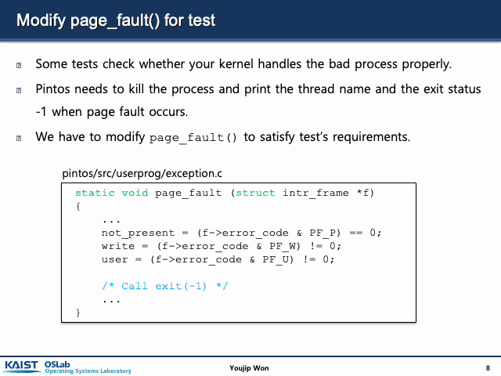You also need to modify the page fault function to pass the tests. Some Pintos tests check whether your kernel handles bad processes properly. Pintos needs to kill the process and print the thread name and the exit status -1 when a page fault occurs. So we have to modify the page fault function to satisfy these test requirements.